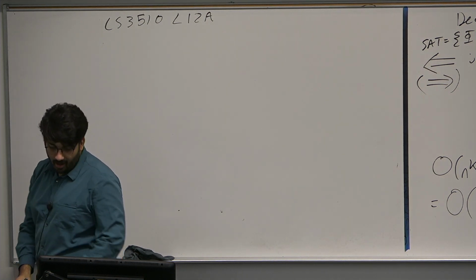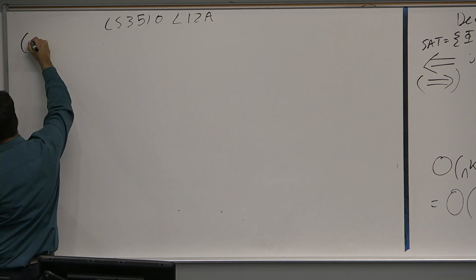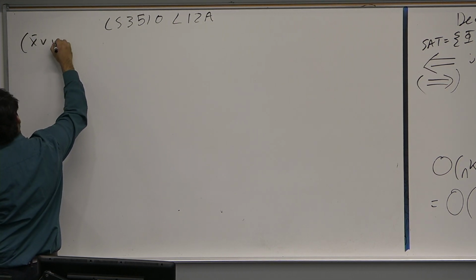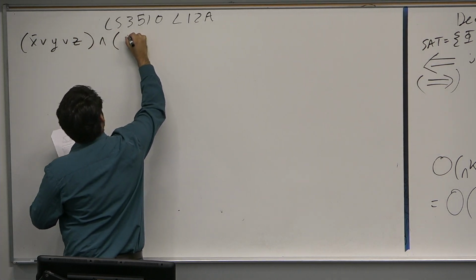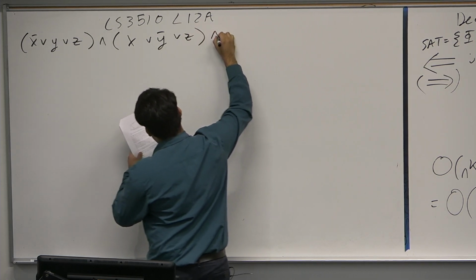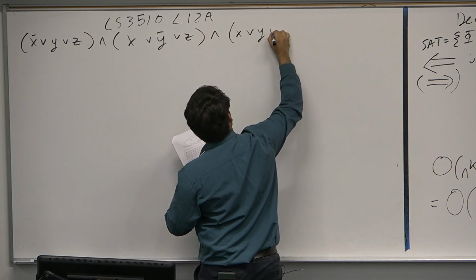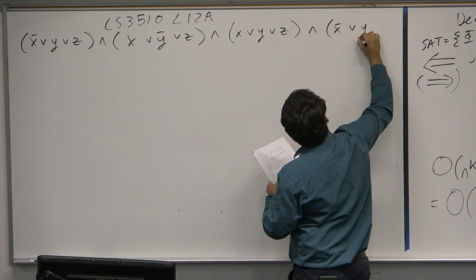So let's suppose we have a CNF of the following. We have not x or y or z, and x or negation of y or z, and x or y or z, and not x or not y.